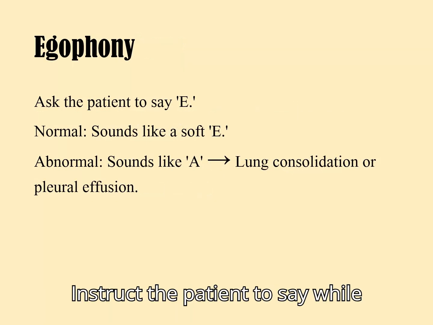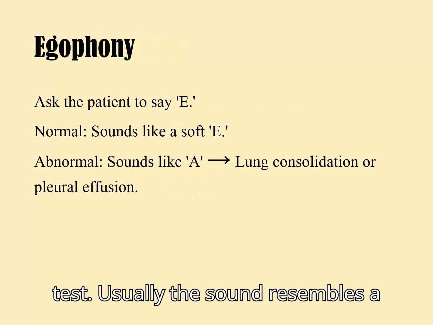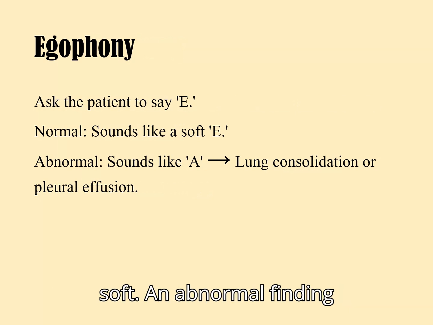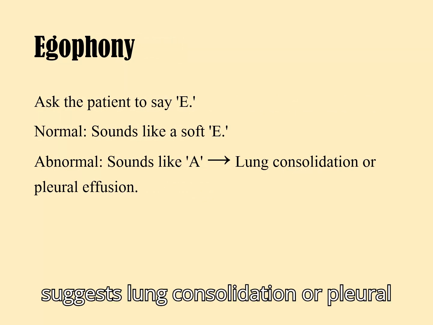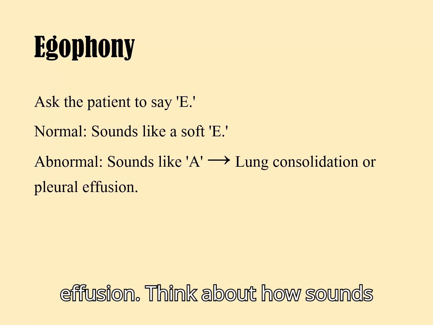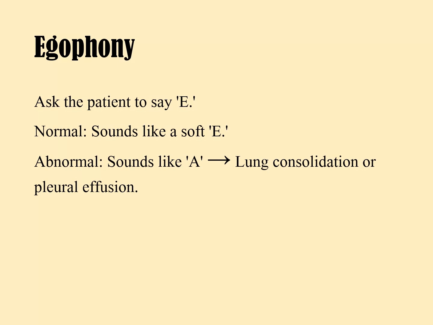Instruct the patient to say E while auscultating the chest for the egophony test. Usually, the sound resembles a soft E. An abnormal finding, in which the sound changes to resemble an A, suggests lung consolidation or pleural effusion. Think about how sounds transform and correlate with structural changes in the lungs.